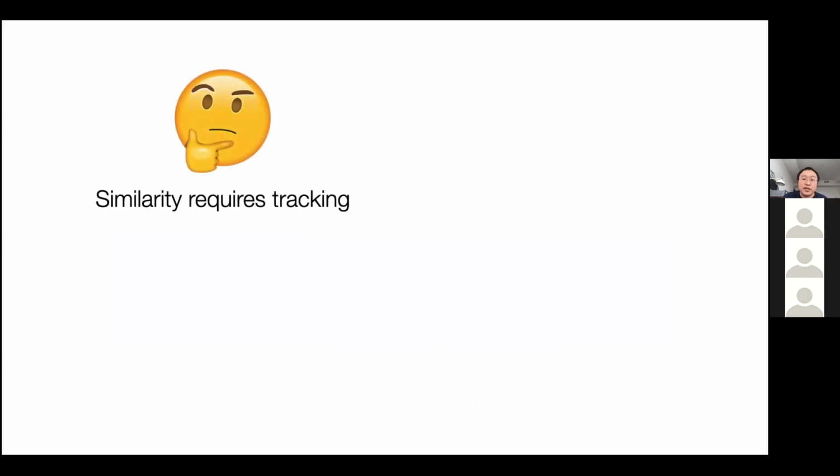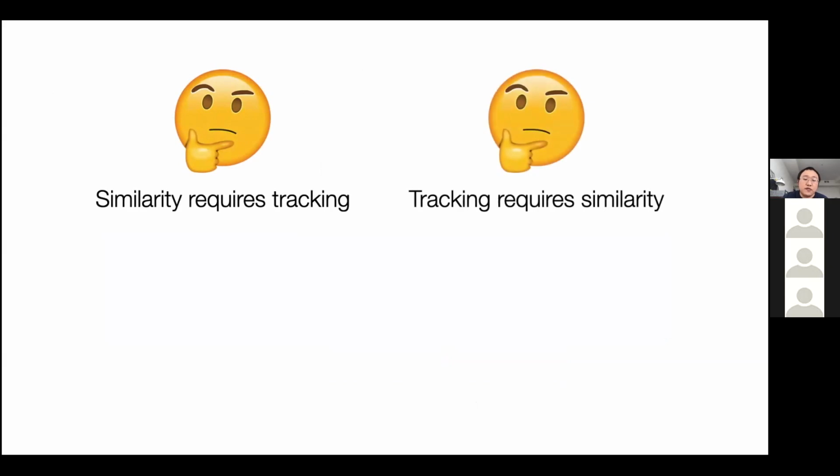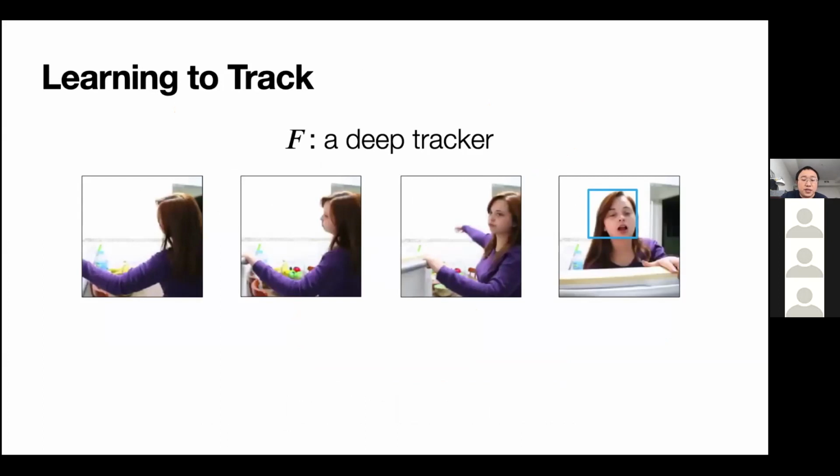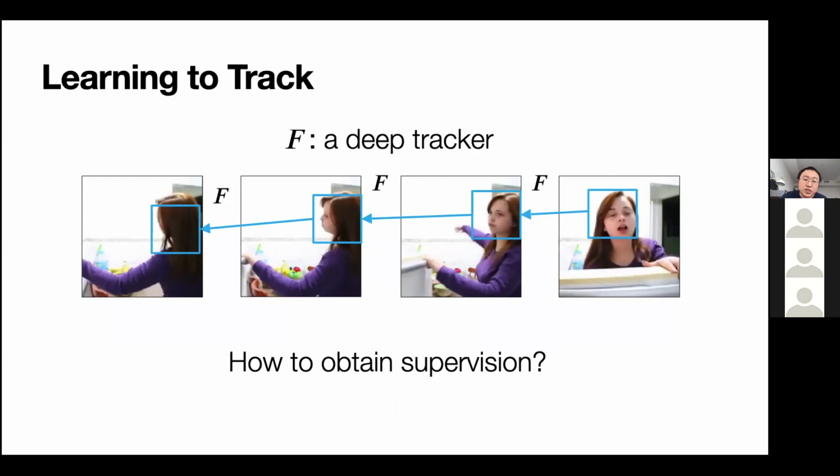So we have seen that learning features requires a good tracker to provide data for learning, but the tracker requires good features for finding the correspondences. Let's learn them both jointly. Suppose we have a deep network tracker F. Given the patch in the last frame, we first perform tracking in time with the network F, but where can we find the supervision to train such a network?